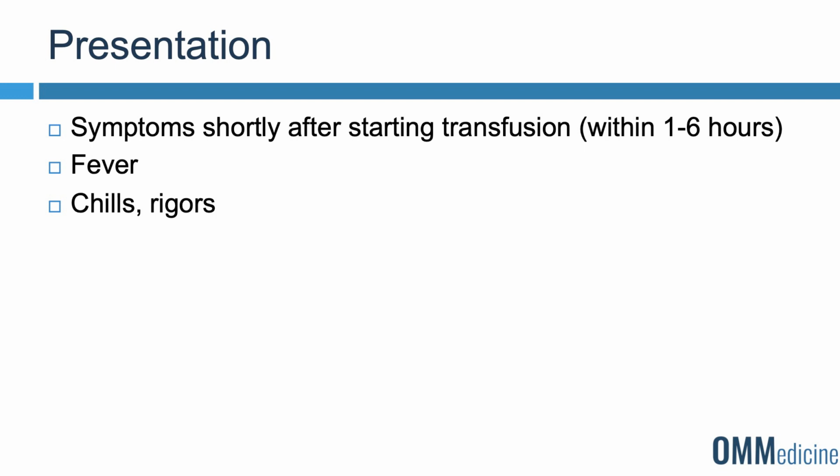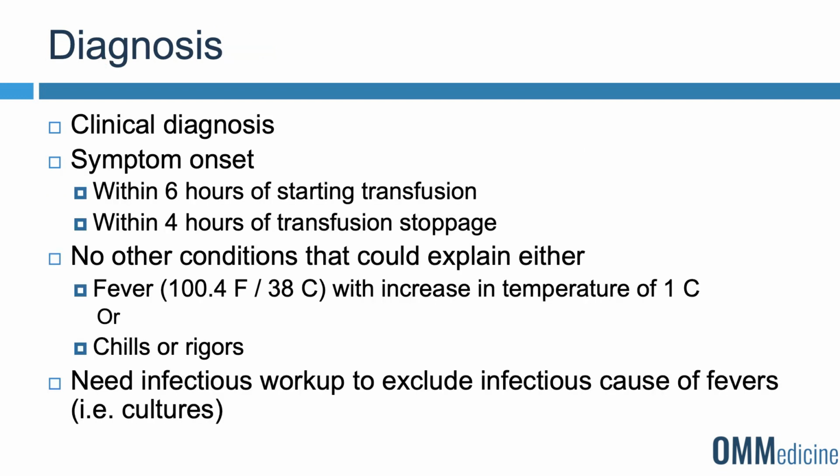Now, the presentation for this type of transfusion reaction is pretty straightforward. These patients are going to have fever and chills and maybe even some rigors. That's going to occur shortly after receiving the transfusion, typically within 1 to 6 hours. However, 6 hours is typically on the longer end. It's usually shortly after receiving the transfusion. So since the presentation is pretty vague and really only includes fever and chills and rigors, it shouldn't come as a surprise to you that the diagnosis is largely going to be a clinical diagnosis once all other conditions that can cause a similar presentation have been ruled out.